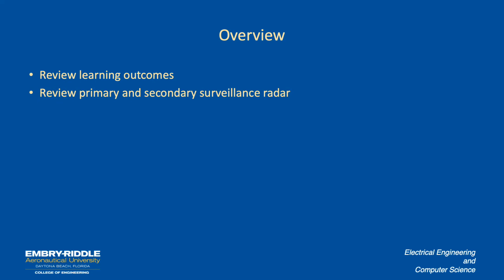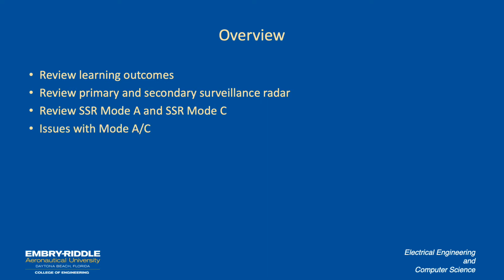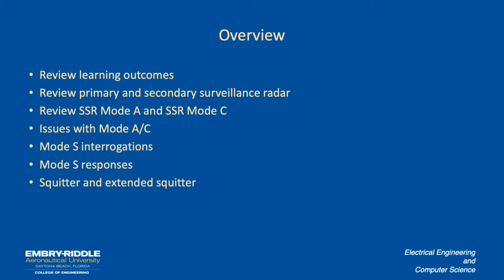We'll look at the primary and secondary surveillance radar concepts. We'll look at secondary surveillance radar modes A and C. And then we'll have some new stuff, so discussions of some issues with mode A and C, and mode S as a solution to some of these problems. So what do the interrogations in mode S look like? What do the responses in mode S look like?